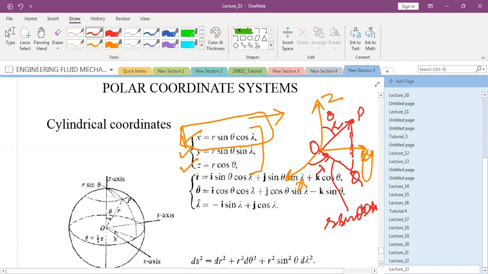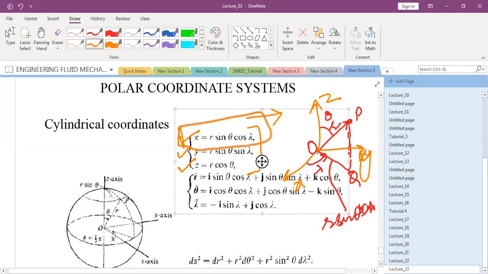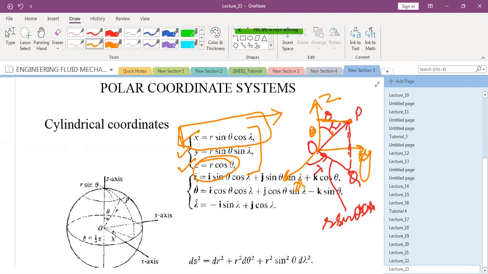Sine lambda. So this is what is written here as well. That is, x is equal to r sine theta cos lambda and y is equal to r sine theta sine lambda. And what about z? Only theta will be there, lambda will not. Here there is only theta, so this will be r cos theta. So the projection of OP in the x, y, and z directions is represented by these three equations. Is that clear to you?